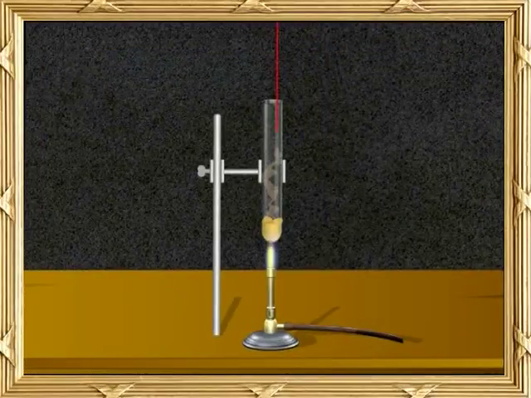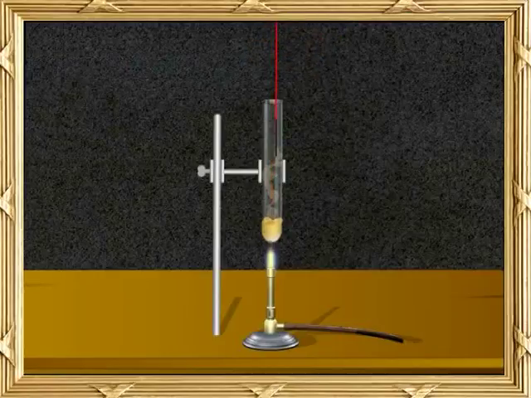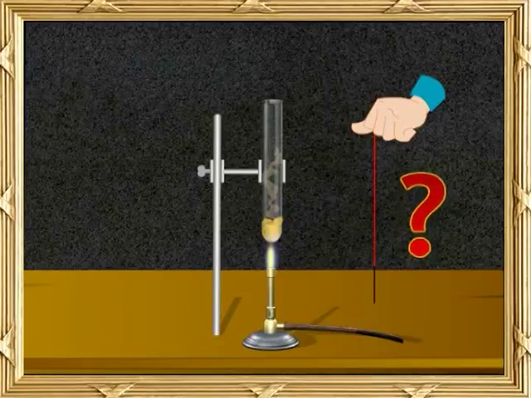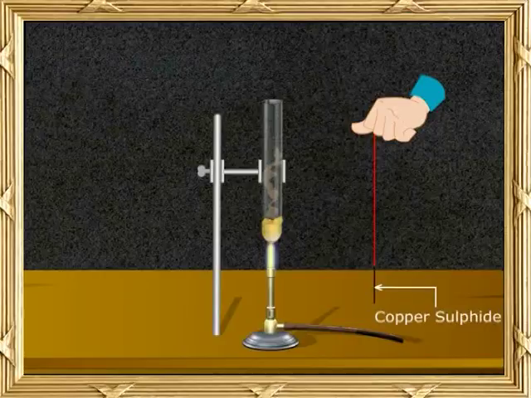Now, let's insert a bright red copper wire into the vapors. Now, take out the wire. Look, it's turned black. Do you know how it turned black? It's nothing but black copper sulfide. That is, Cu plus S will give you CuS, which is copper sulfide.